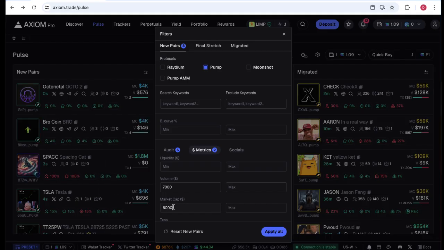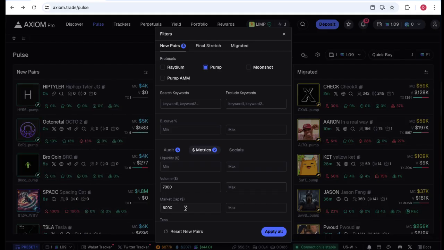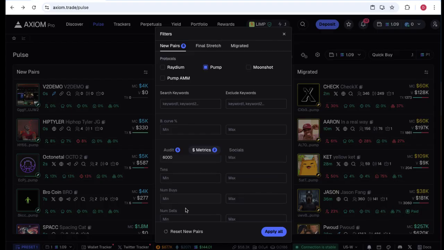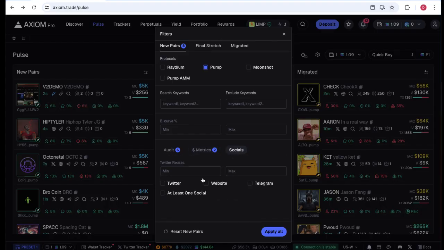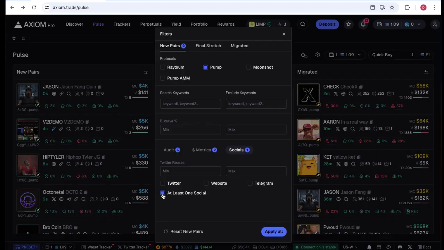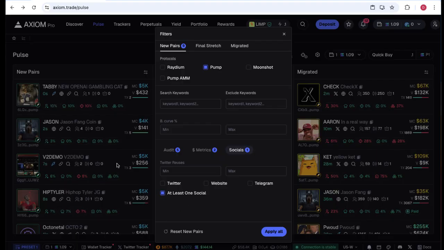We want to make sure that the volume is exceeding the market cap. That's really gonna give us some good targets to kind of take our shots at. And the last section is the socials. I click at least one social. I only want to see tokens that have at least one social.